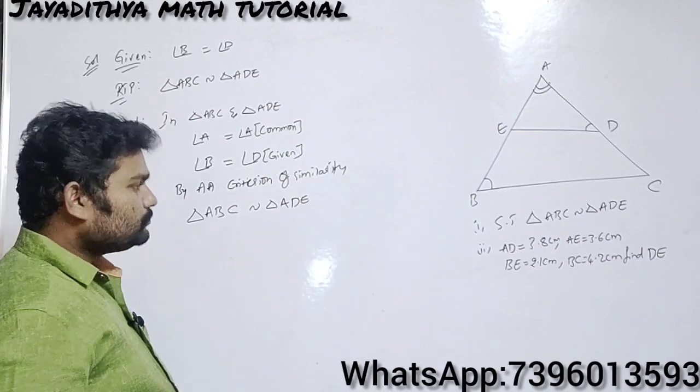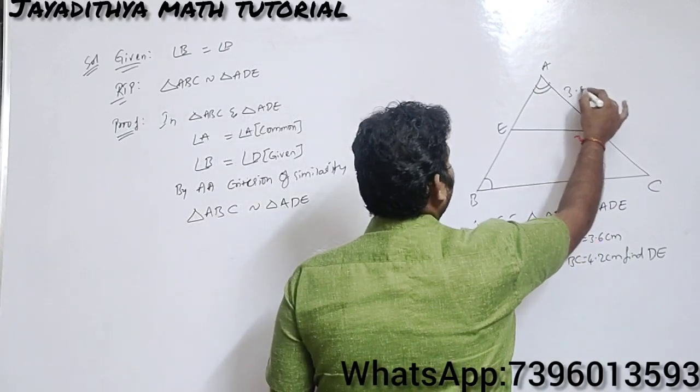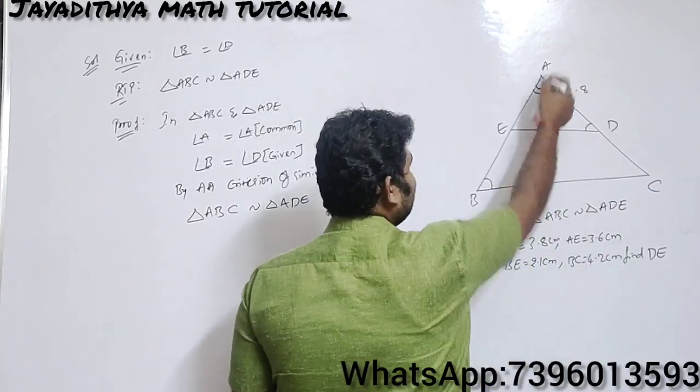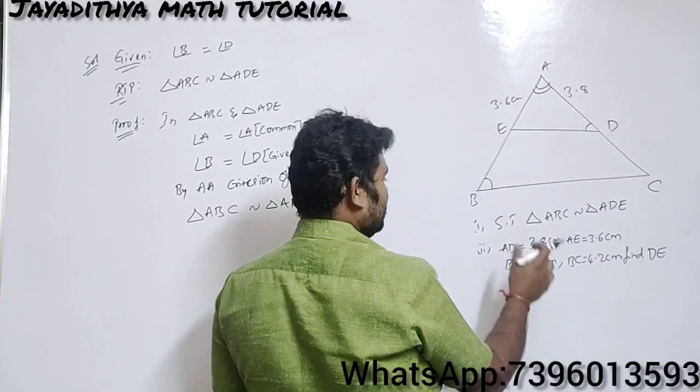Next, what we need to do? Let us take the dimensions here. AD is equal to how much? That is 3.8. And AE value is 3.6 centimeters. And BE, where is BE here?